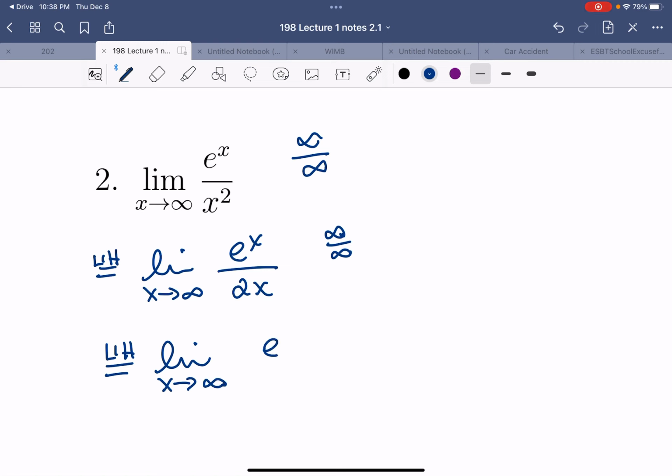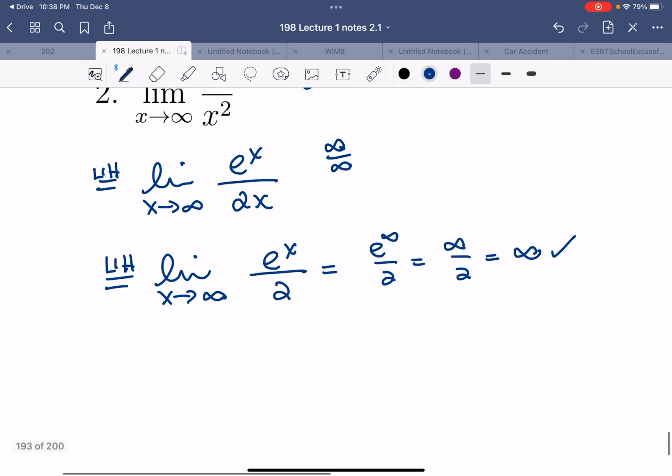And the derivative of e to the x is e to the x. And the derivative of 2x is 2. So now when I plug in, I get e to the infinity over 2, which is infinity divided by 2, which is still infinity. So you can use L'Hopital's rule as many times as you like, as long as you still have a form that meets the criteria.